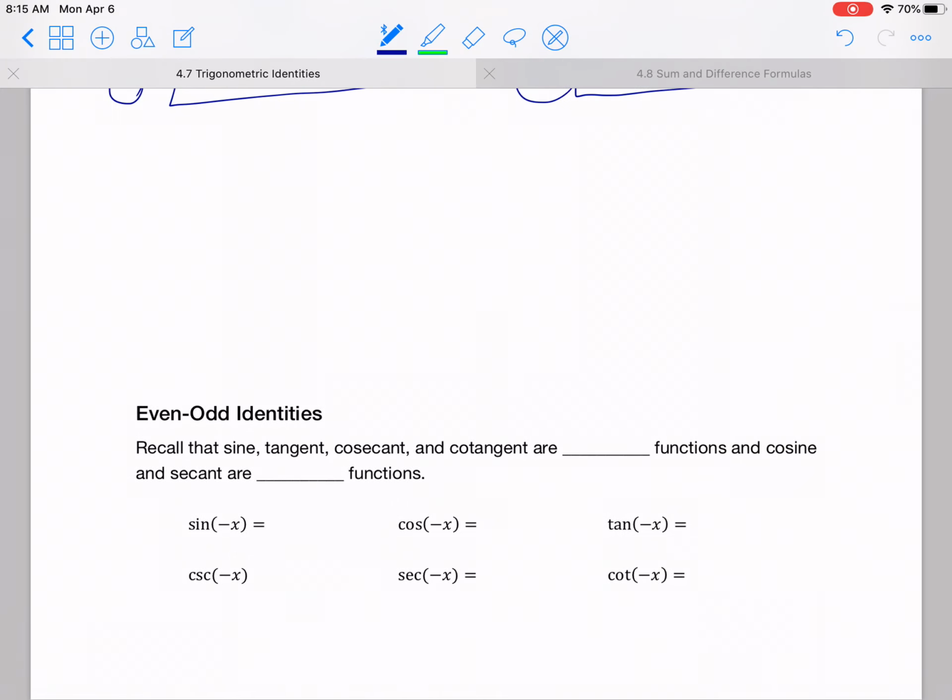Next, even odd identities. If you remember, odd functions meant that f of negative x equaled negative f of x.